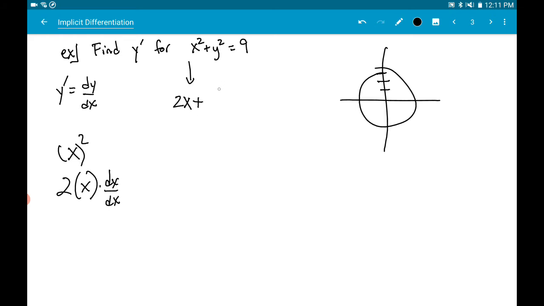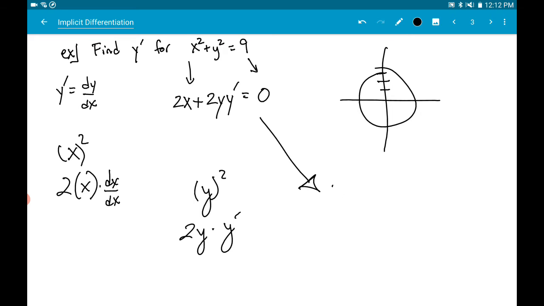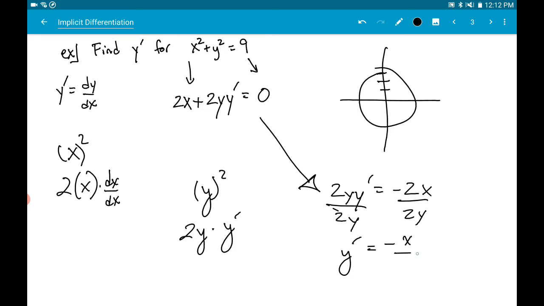Here's the implicit piece. This is the only new piece. The derivative of y squared is 2y. Right, think of it as the derivative of the outside times, got to do the derivative of the inside. There's an extra y prime in there. Derivative of a constant is 0. Now I'm going to isolate y prime. So I got 2y y prime equals negative 2x. Divide by 2y, divide by 2y, and we get y prime equals negative x over y.